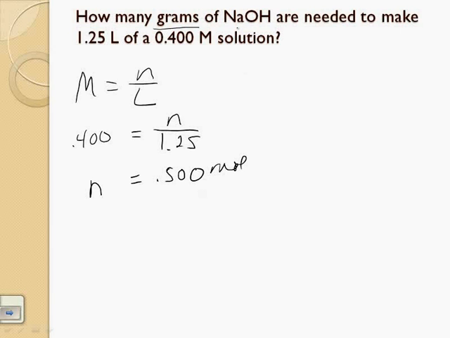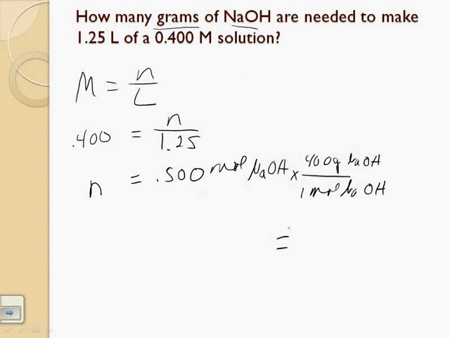Okay? And what I want is number of grams. So it's sodium hydroxide. So that many moles of sodium hydroxide, and what I know is 1 mole of sodium hydroxide is 40.0 grams of sodium hydroxide. And if I multiply this out, I get 20.0 grams of sodium hydroxide, 3 sig figs. Okay, we got one more problem here before you do the practice.